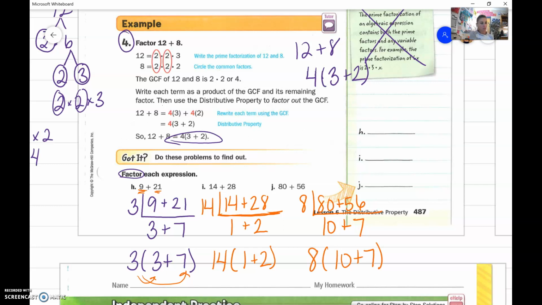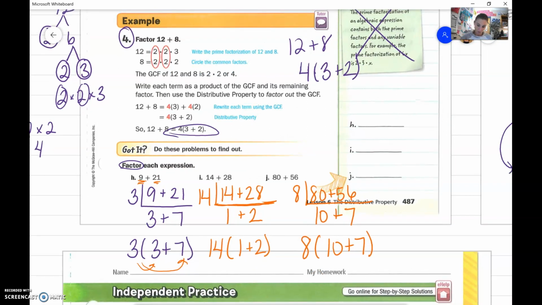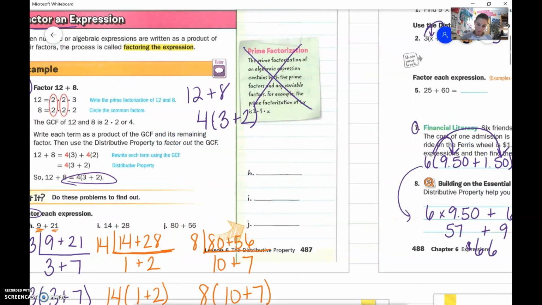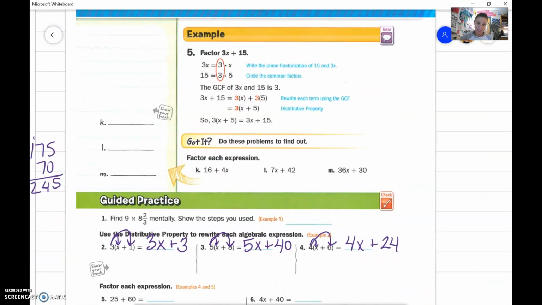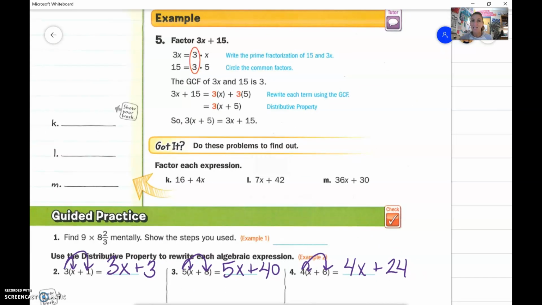Okay, let's turn to the next page and do some more examples. We're going to take a look at this. Now what we're going to do is we're still going to factor, but we're going to bring in the value of a variable. So nothing really changes. I just want you to watch this one.